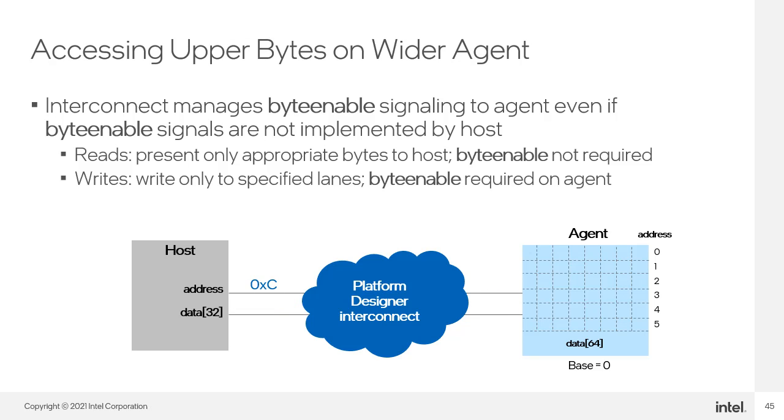As mentioned, even with a wider agent, the host still increments addresses by 4 to match its 32-bit data bus. So if the host specifies an address of C, the full 64 bits of word 1 are again accessed on the agent. Only a single read or write access is still performed on the agent, and only the appropriate bytes, in this case bytes 4 through 7, are presented to the host on a read. Once again, for writes to the agent, the byte enable signal would be required.